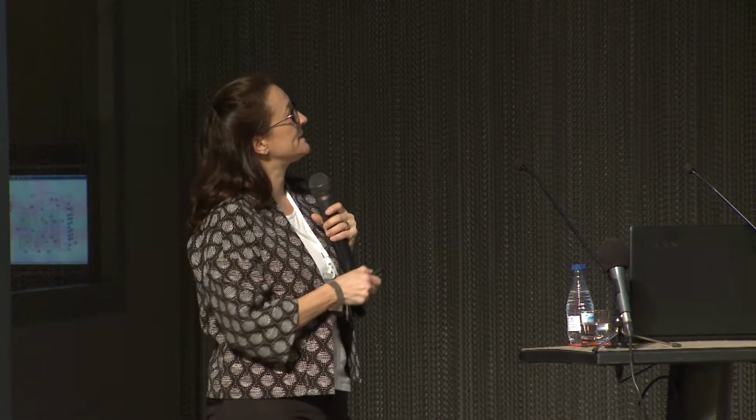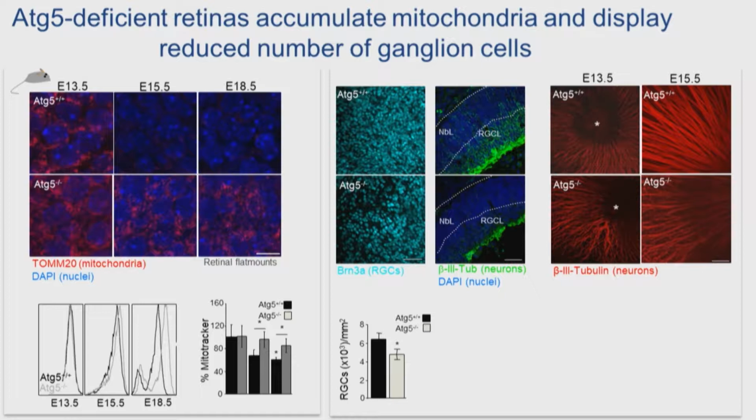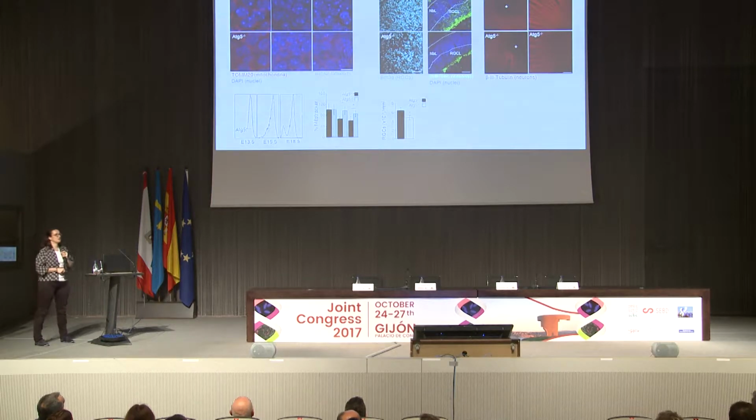More importantly, these deficient retinas had alterations in the number of retinal ganglion cells, here stained by Brn3a, so a reduced number of Brn3a neurons. The phenotype was also very clear when we stained the retinas with beta3 tubulin, and as you can see, there were important alterations in the morphology of the axons in the ATG5 deficient retinas.